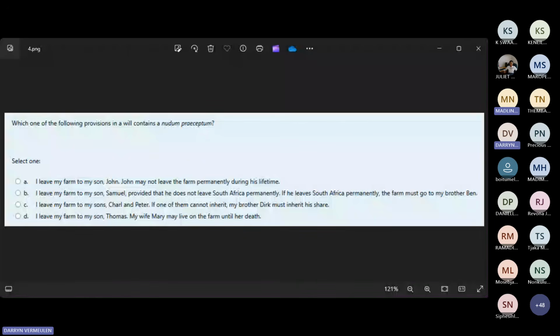You'd have to pronounce your name for me so that I can pronounce it properly. Okay, it's my surname, but my name is Sebulele, Sebu for short. So I think it's A. I think it's A because it says John may not leave the farm permanently during his lifetime, but then there's no substitute if John should leave. So whether he does leave or not, it would still remain with him, the farm that is.